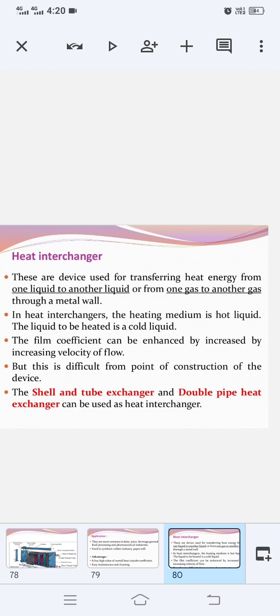The film coefficient can be enhanced both outside and inside. The film coefficients both outside and inside the tubes are nearly of the same magnitude. The value of the overall heat transfer coefficient will be near that of the smaller of the two film coefficients. Examples of this are the shell and tube exchanger and the double pipe heat exchanger. These two can be used as heat interchangers.